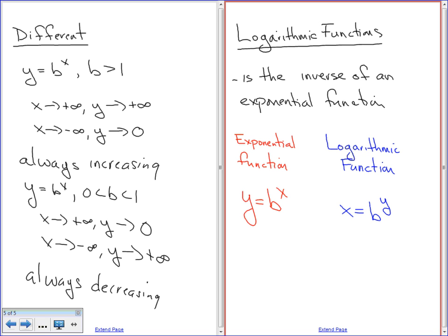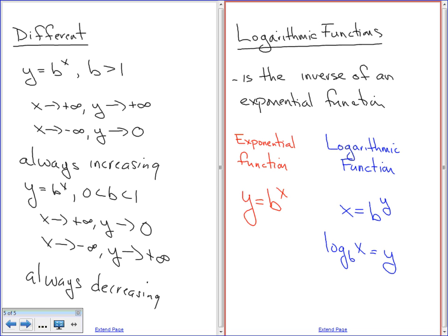Okay. So the way I remember it is x equals b to the exponent y. The y moves down. The b, which is the base in the exponential, becomes the base in the logarithmic. Now you're like, what did he just do? We're going to practice to go from one form to the other form.